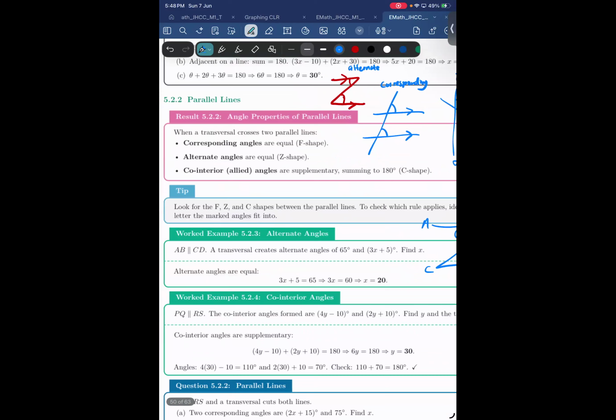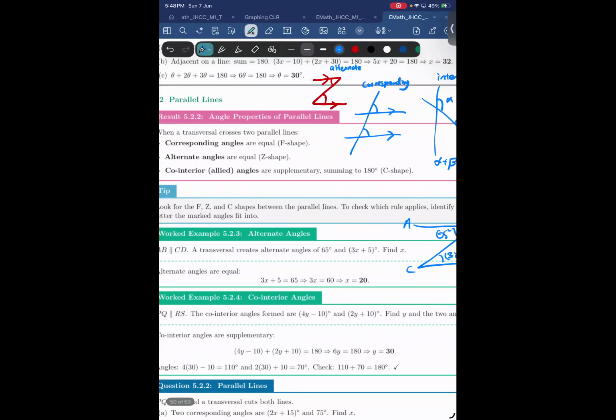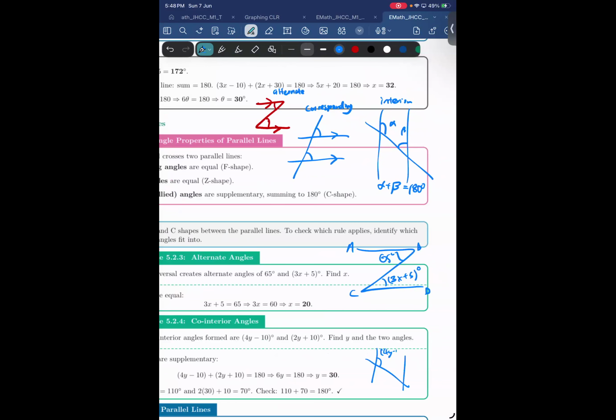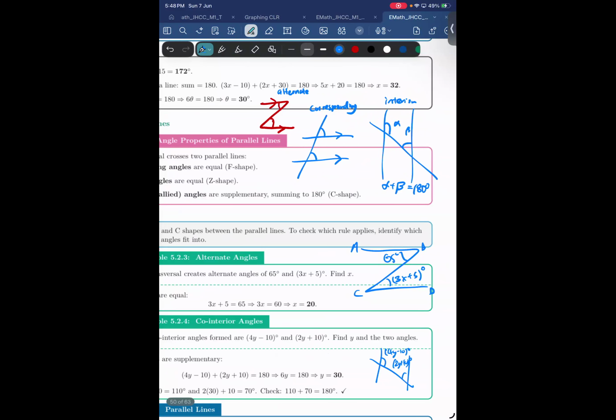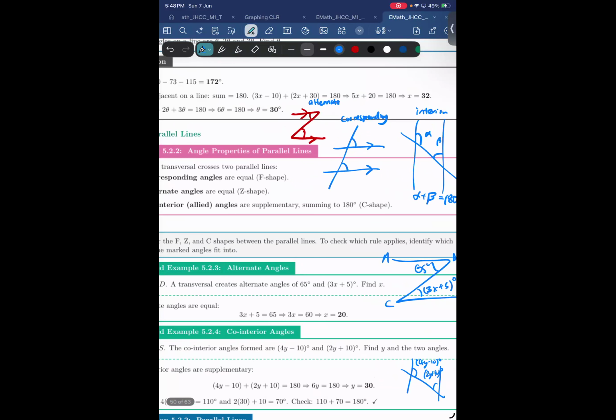And then this one, essentially what's happening here is this is 4y minus 10 degrees, and this is 2y plus 10 degrees. Okay, and this one we use interior angles, right? So they will sum to 180 degrees. They are so-called supplementary.